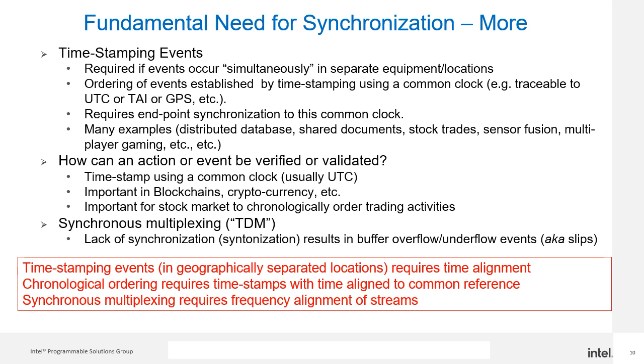Other cases where synchronization is important: think of timestamping events, especially if you want to see which event occurred before another, and especially if these events are in geographically disparate locations. The way to do it would be to timestamp the events with clocks which are synchronized to a common reference. There are many examples of it, like distributed databases, stock trades, sensor fusion, etc.